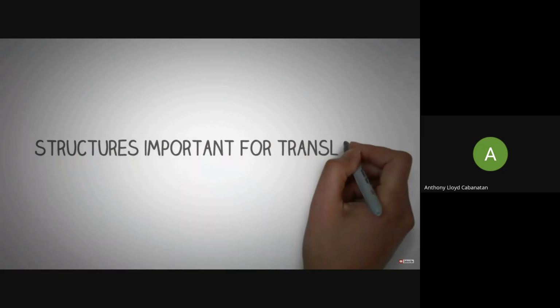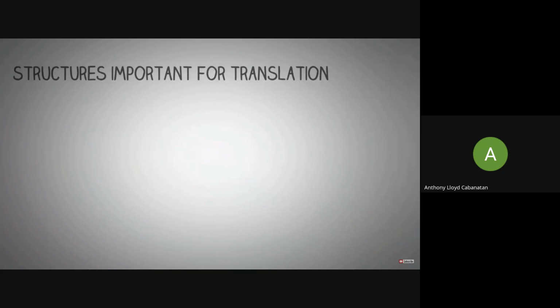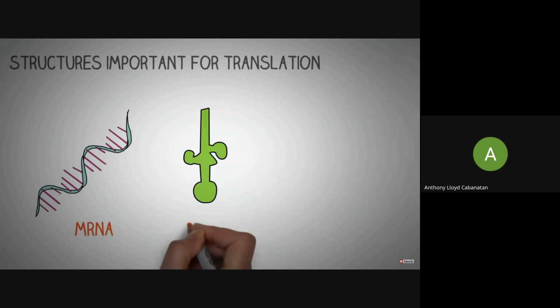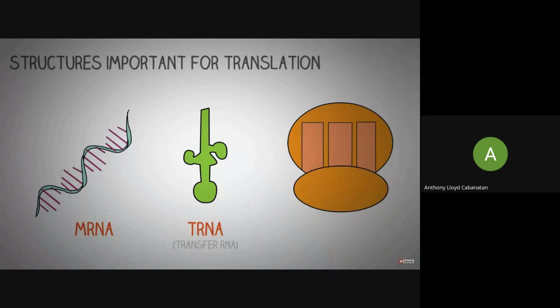Let's first have a brief look onto what are the structures in the cell that make the process of translation possible. Besides the messenger RNA, translation also requires another type of RNA known as the transfer RNA or the tRNA. Ribosomes are dedicated cellular machineries that make this whole process possible.